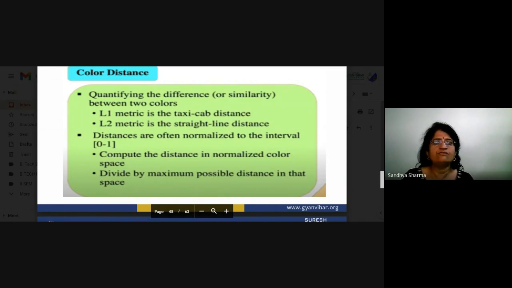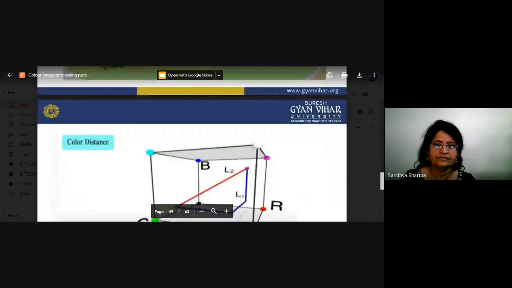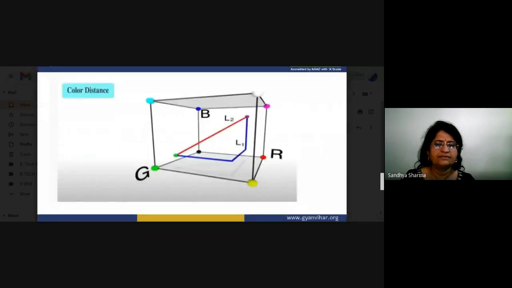The L1 metric is the taxicab distance, and the L2 metric is the straight-line distance. Distances are often normalized to the interval 0 to 1. Compute the distance in normalized color space and divide by the maximum possible distance in that space. So this is the method.